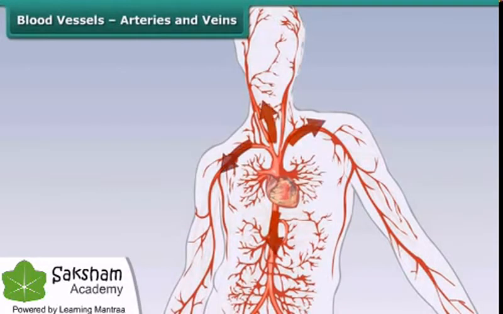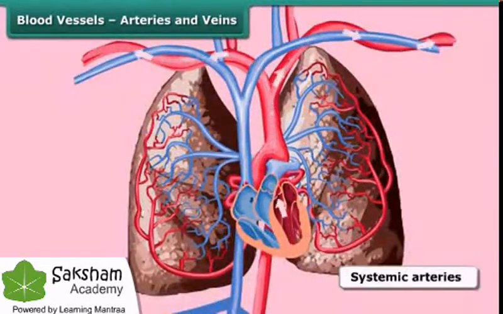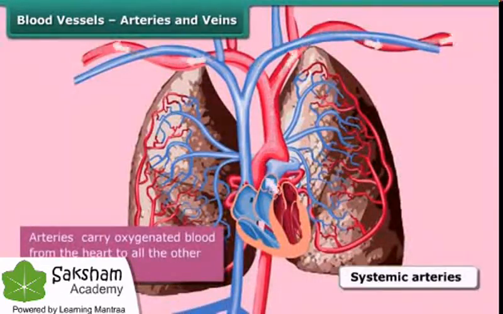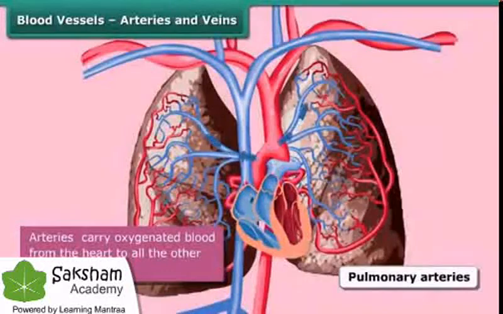Arteries are blood vessels with thick walls. They carry oxygenated blood from the heart to all the other parts of the body. Arteries are of 2 types: systemic arteries, which carry oxygenated blood from the heart to the other parts of the body, and pulmonary arteries, which carry deoxygenated blood from the heart to the lungs.